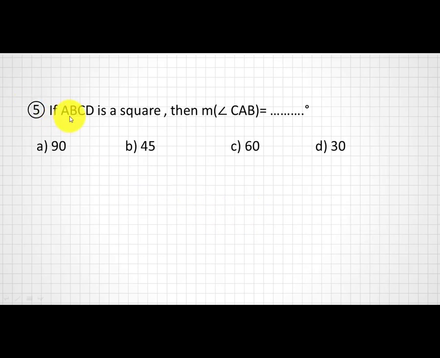Number 5. If ABCD is a square, then measure angle CAB. I have square ABCD. Angle CAB. I know that all angles of square are right angles. Then measure angle BAD, all right, equals 90 degrees. Then measure angle CAB, half of this angle, equals what? Yes, 45 degrees.